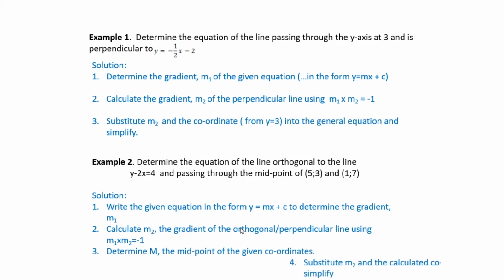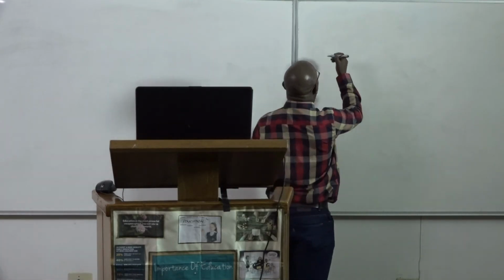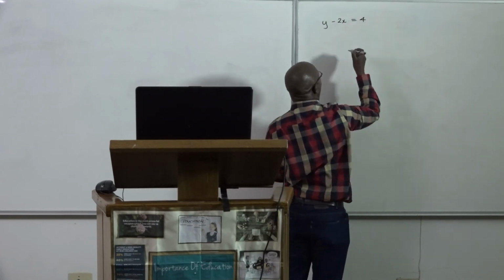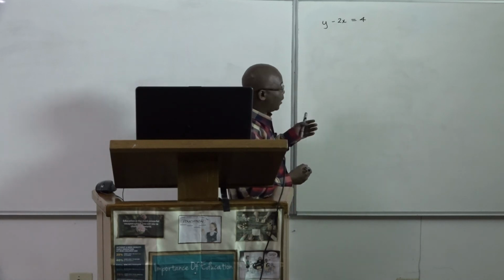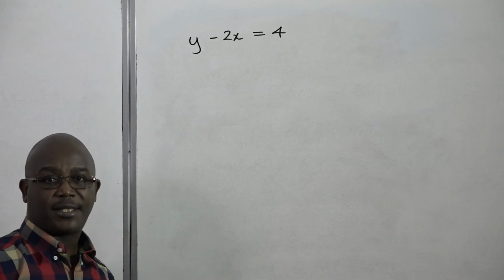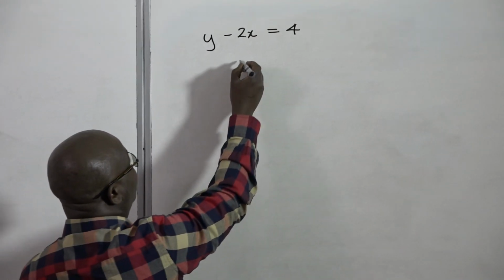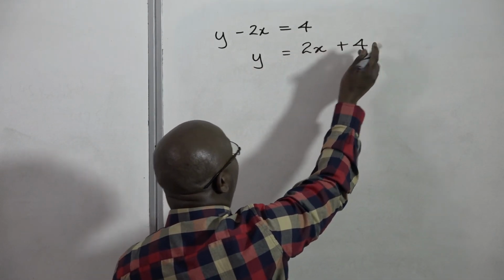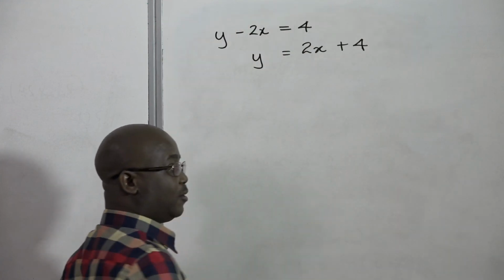And then we can substitute whatever we have determined here to get the general equation. So let's see how this works out on the board. We are given the equation y minus 2x is equal to 4. So we need to rearrange this equation so that it is in the form y is equal to mx plus c. And that's quite simple because we'll do this by saying y is equal to 2x plus 4, because this negative 2x goes to the other side of the equal sign.